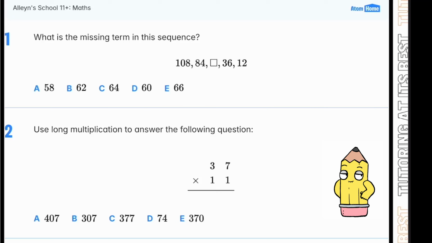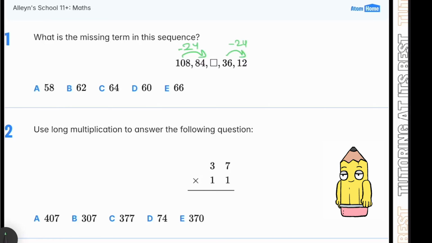Question number 1. What is the missing term in this sequence? Well, to find the missing term, we need to figure out the rule of the sequence. And the first thing we should do is try to find the difference between each term. So the difference between the first and the second term is 24. And the difference between the fourth and the fifth term is also 24. So the difference is 24 every time.